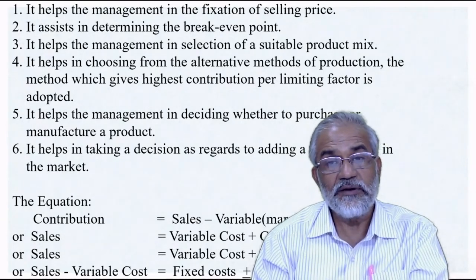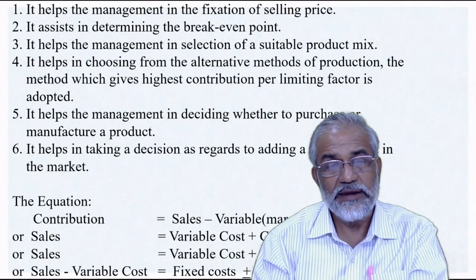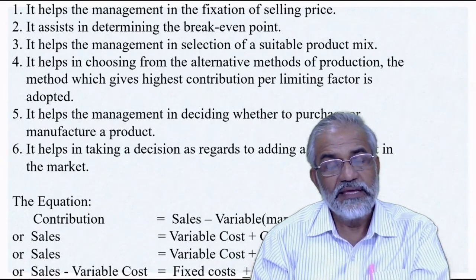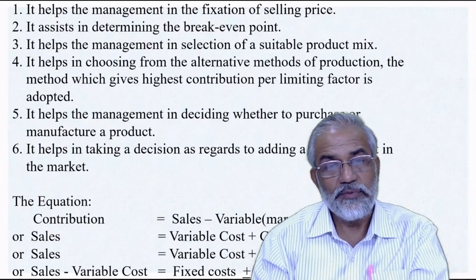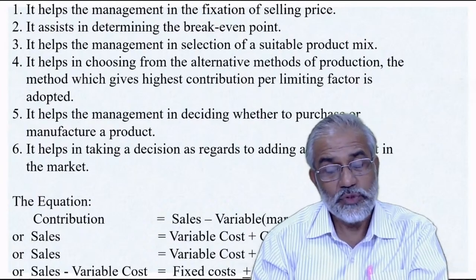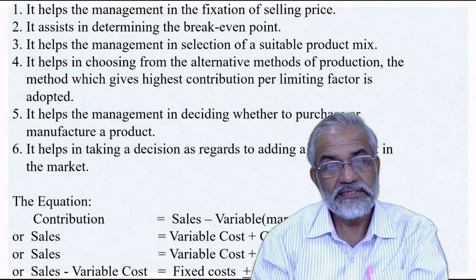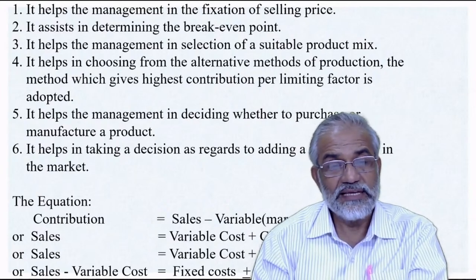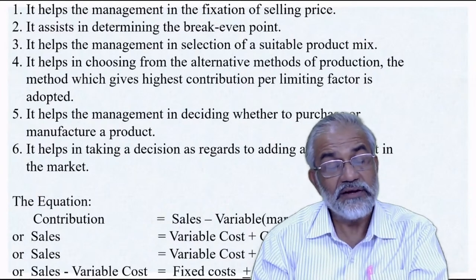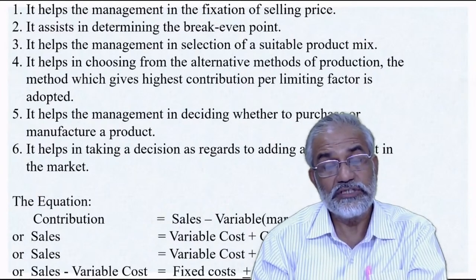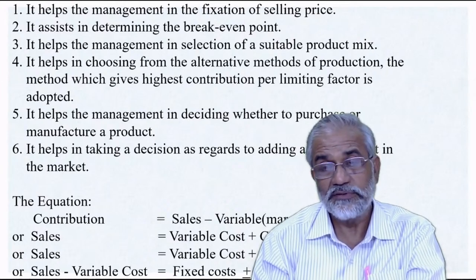When there is a comparison of products, suppose there are two products, A and B. Product A gives higher contribution and product B gives lower contribution. In that case, and the fixed cost for both A and B is same, the product which gives higher contribution is obviously to be accepted and to be continued, and the production of the other product has to be dropped.